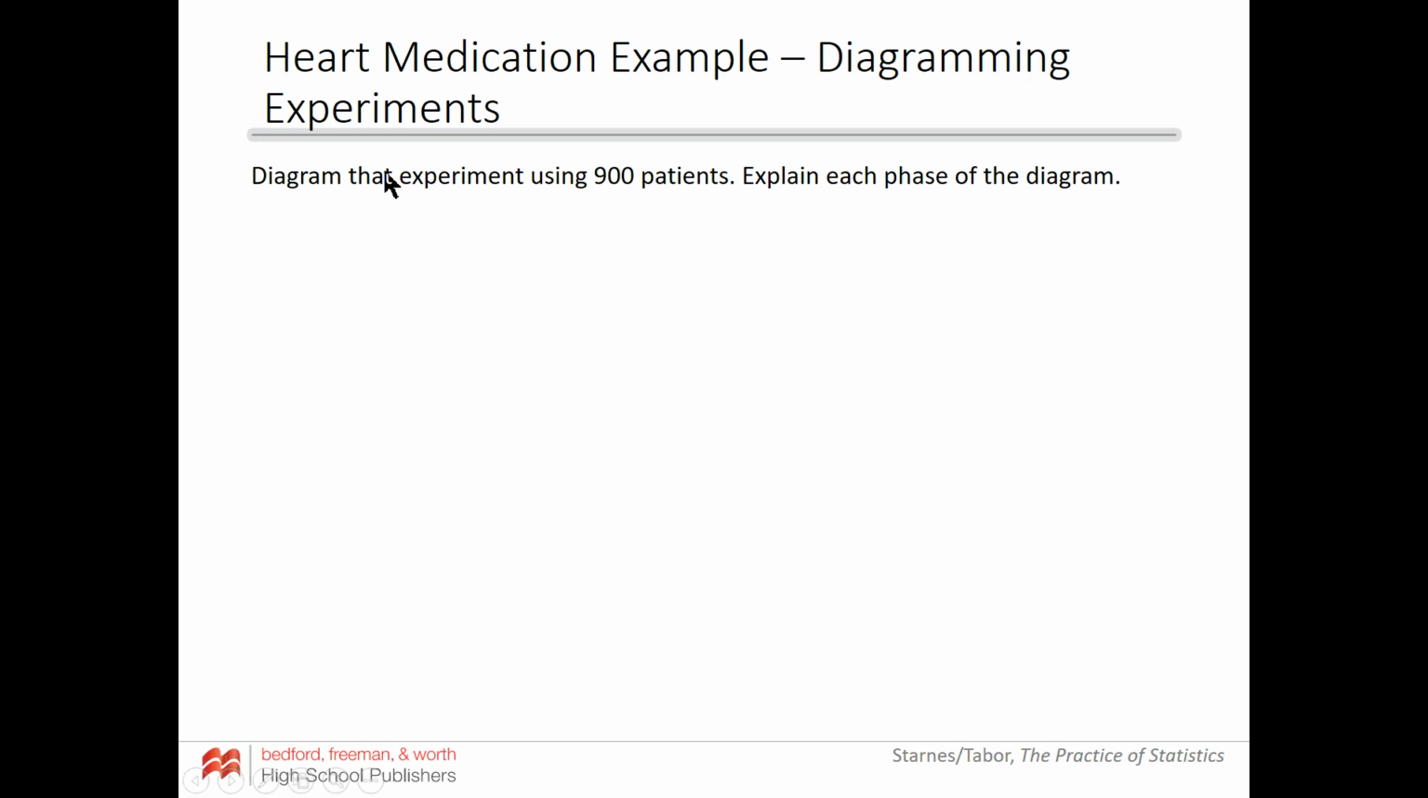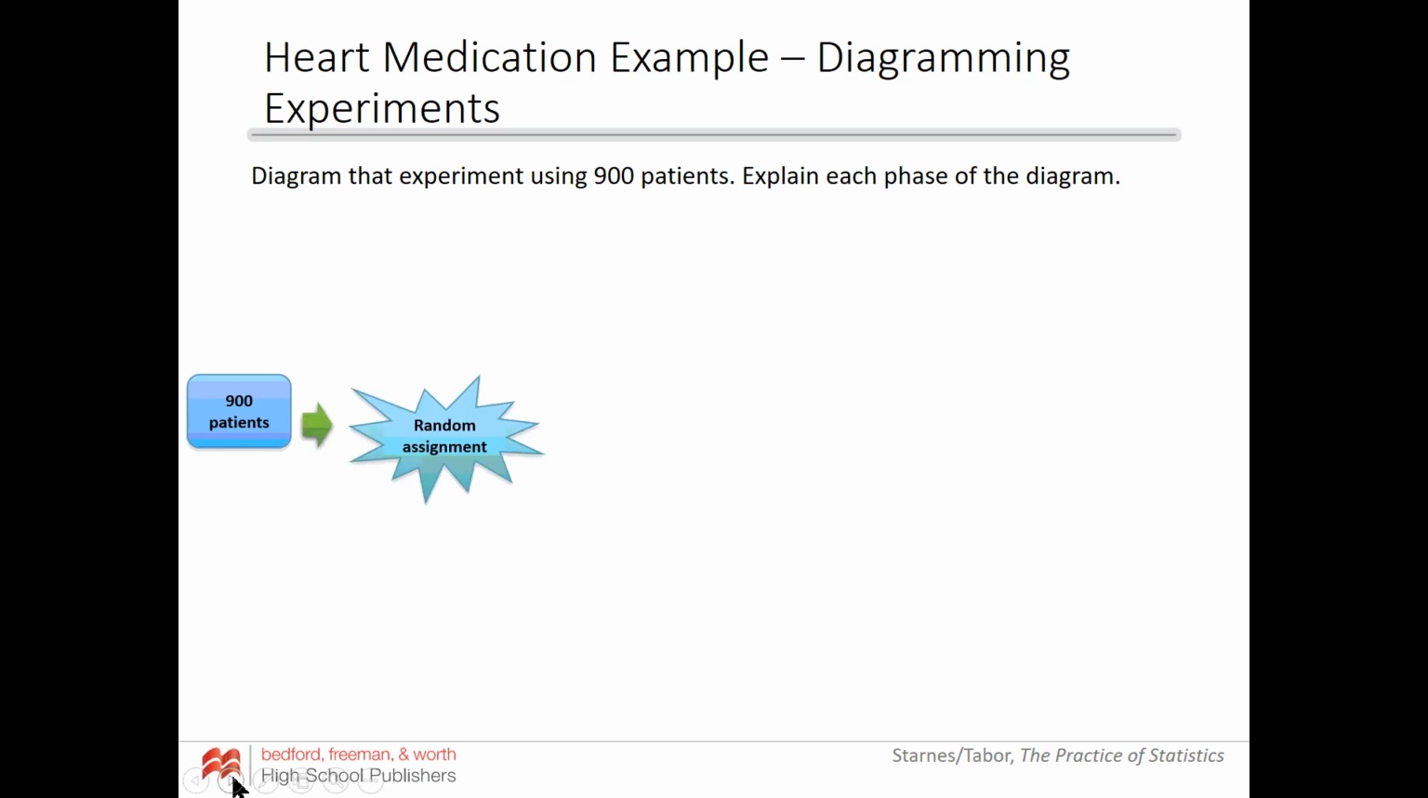Okay, here's our big one. Ready? Heart medication example, diagramming experiments. So diagram that experiment using 900 patients. Explain each phase of the diagram. So very similar. We start with our 900 patients.